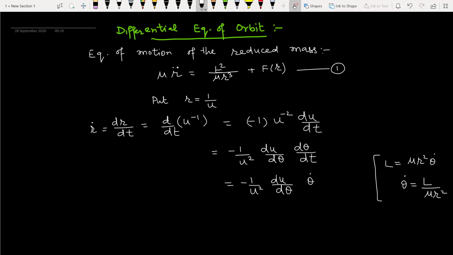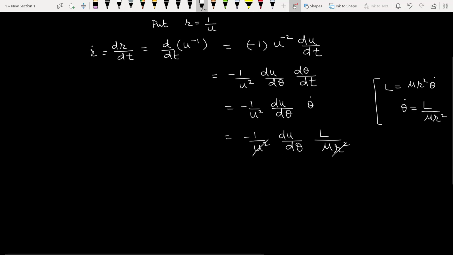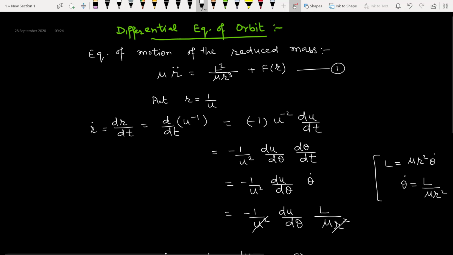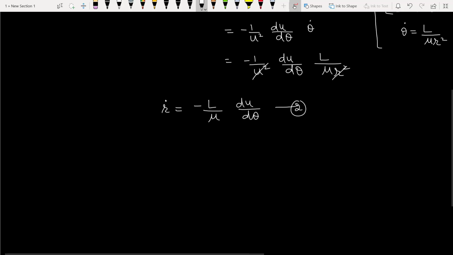So we will use this formula here. It is L upon mu r square. Because r is equal to 1 by u, these two terms will cancel out. So we are left with r dot as minus L upon mu du by d theta. For simplifying the equation we need r double dot, so we differentiate this once more.